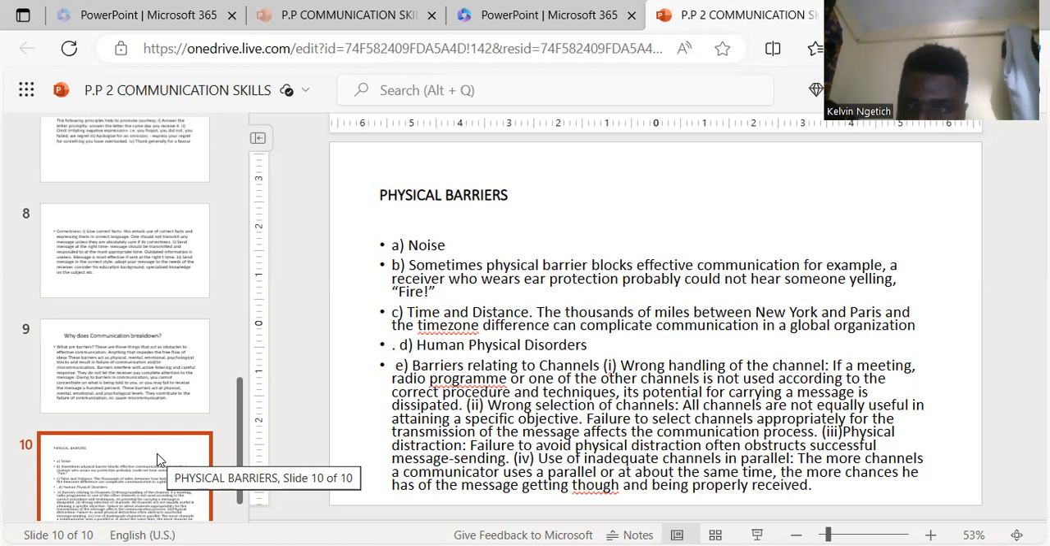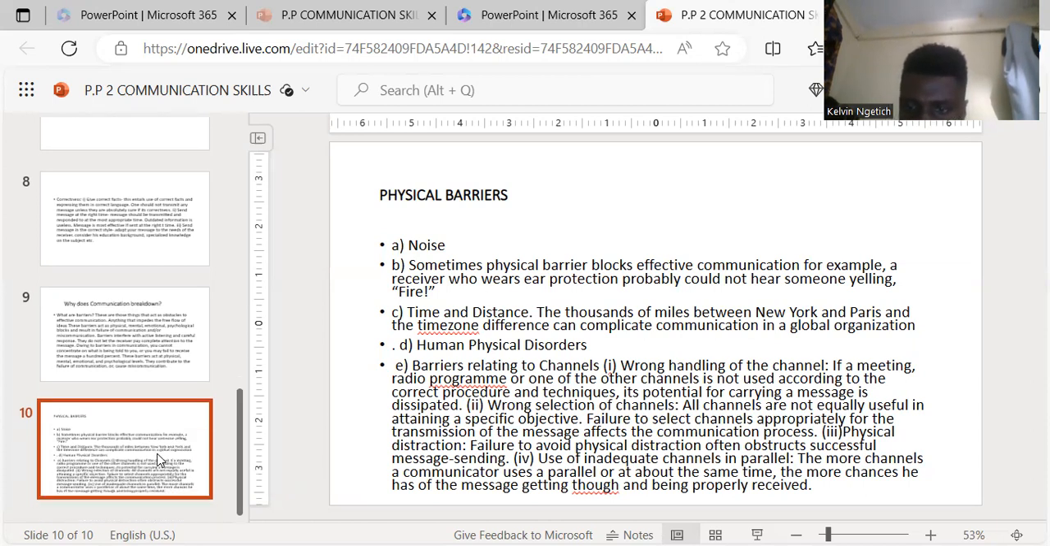Number three, you have physical distraction. Failure to avoid physical distraction often obstructs successful message sending. Number four, use of inadequate channels in parallel. The more channels a communicator uses in parallel, or at about the same time, the more chances the message has of being properly received. That's the end of the video.